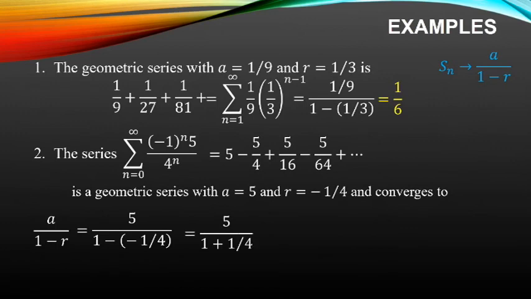So simplifying that, we have 5 over 1 plus 1/4, since negative times negative is positive. And this is equal to 5 over 4 plus 1 over 4, since for 1 plus 1/4 we get the GCD, which is equal to 4. Then we have 5 over 5/4, then multiplying by the reciprocal of the denominator, 5 times 4 over 5, cancelling 5, we have 4. So that is the sum of the series, and it converges to that sum.